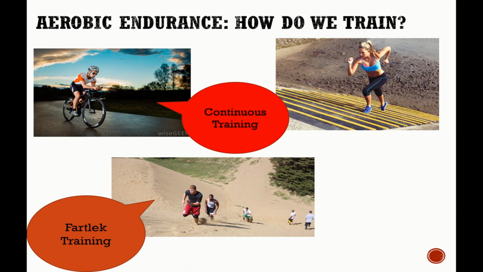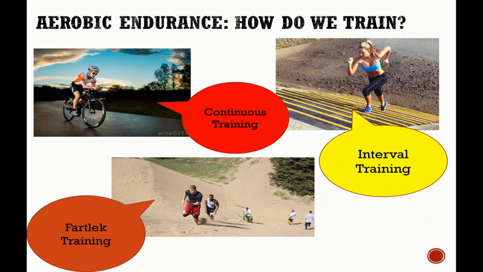So as the name suggests, this is training continuously at a steady pace for a long period of time. So here we're talking about steady state runs, cycles, rows, anything along those lines that's going to keep the heart beating and delivering oxygen over long periods, which of course essentially is the very definition of aerobic endurance.